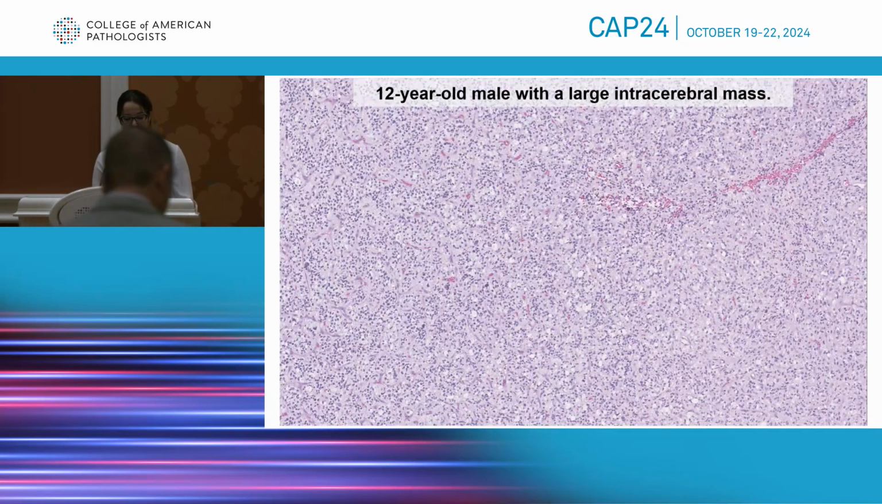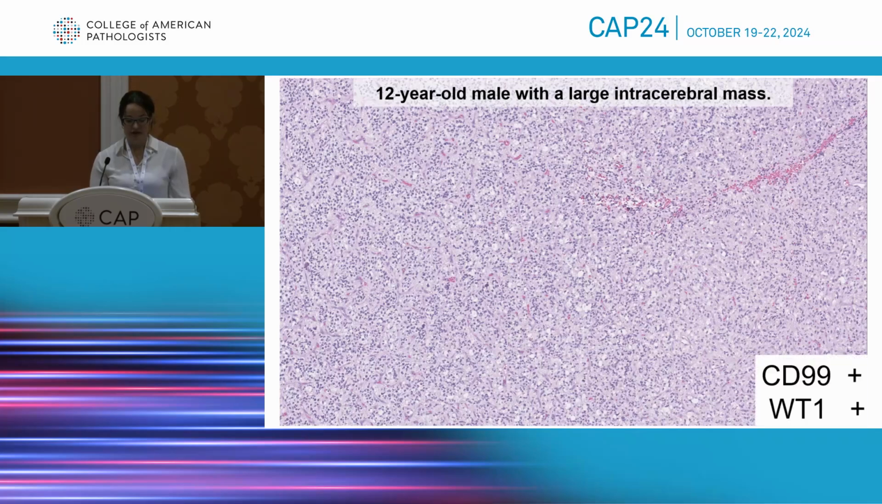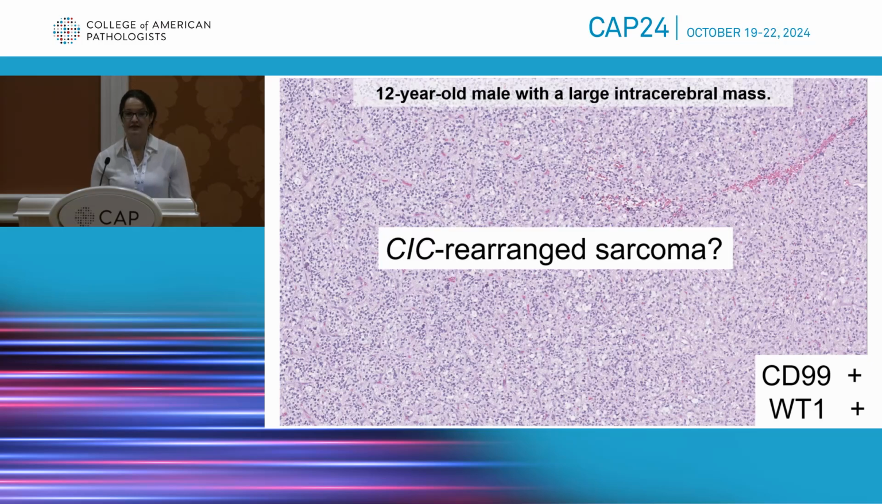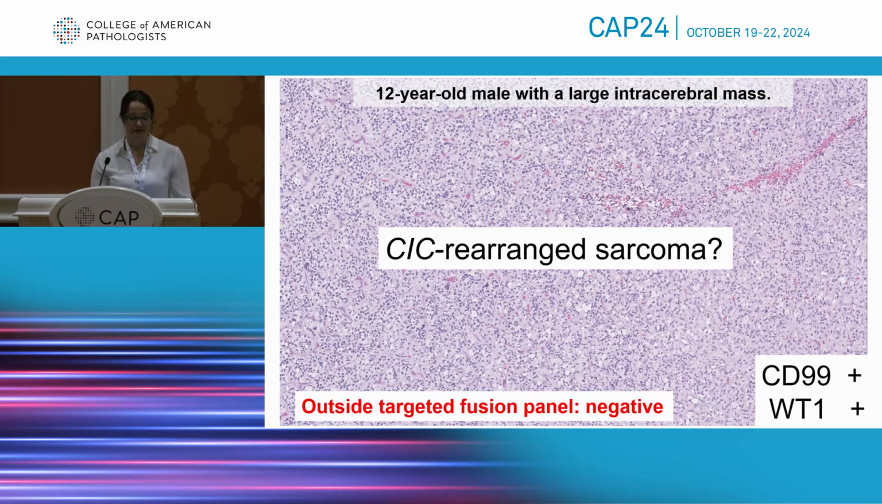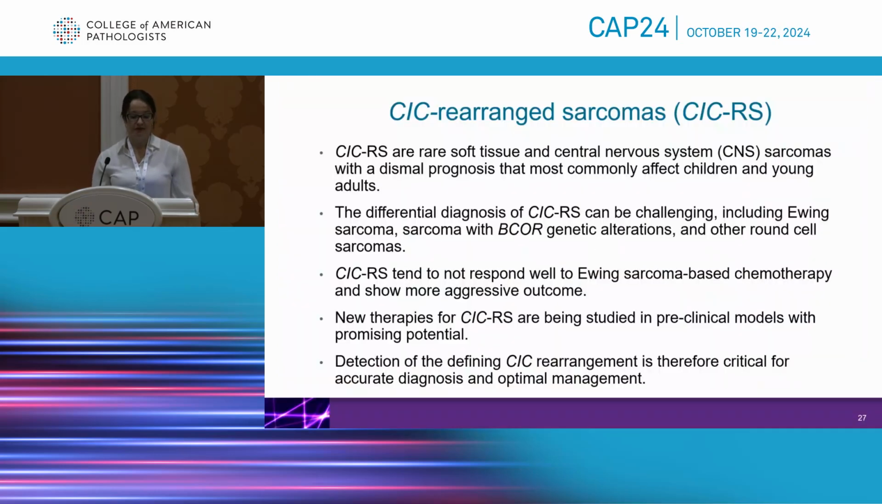So here is a good example where whole transcriptome sequencing was very helpful. This is a brain tumor that, based on the histology and the immunohistochemical findings with positivity of CD99 and WT1, was very suspicious for a CIC-rearranged sarcoma. This patient had come from an outside institution and had done a targeted fusion panel testing, which was negative for any fusion.